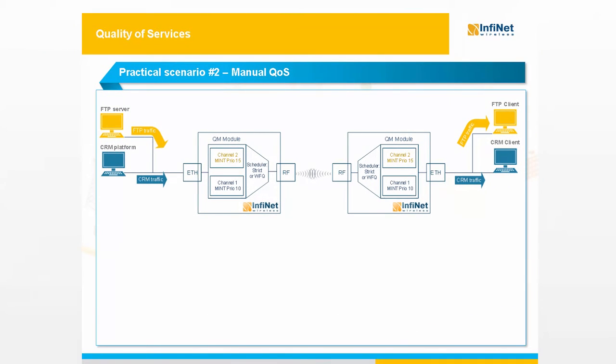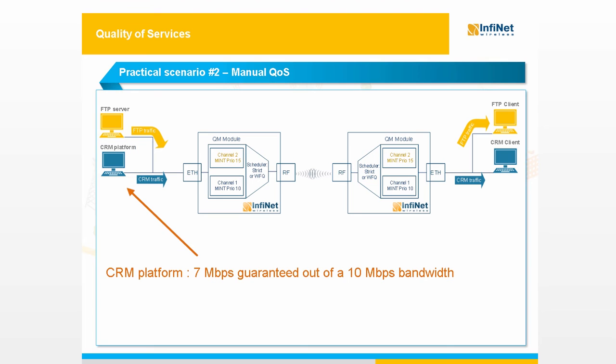Let's consider now a different scenario. We'll assume that a CRM business platform requires 7 megabits per second guaranteed out of a total available bandwidth of 10 megabits per second in order to ensure the desired quality of the CRM services.